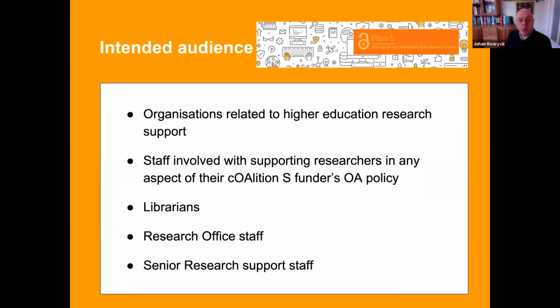So the intended audience here is organizations linked to higher education research support and staff involved with supporting researchers: librarians, research office staff, and senior research support staff. Because the rights retention strategy is not that complicated, but it has a number of specific steps that we are keen to explain to researchers, and that's why we organize this webinar. And there will be, of course, an occasion for questions and for discussion at the end.